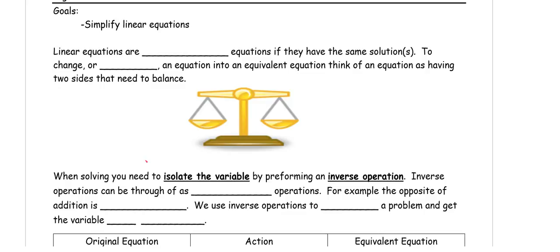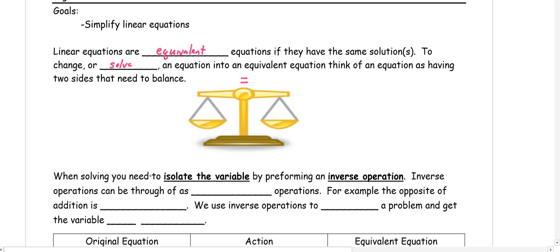This video is about simplifying linear equations. So remember that linear equations are equivalent equations if they have the same solutions. So to change or solve an equation into an equivalent equation, think of an equation as having two sides that need to balance. So there's an equal sign and there's a left and a right side. So think about a scale, and whatever we do to one side of the scale, we have to do to the other so that it stays balanced.